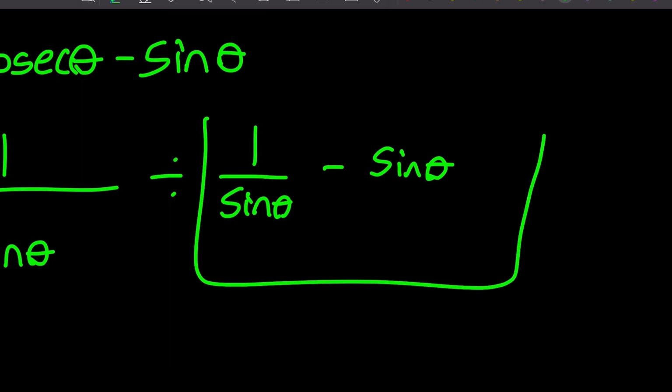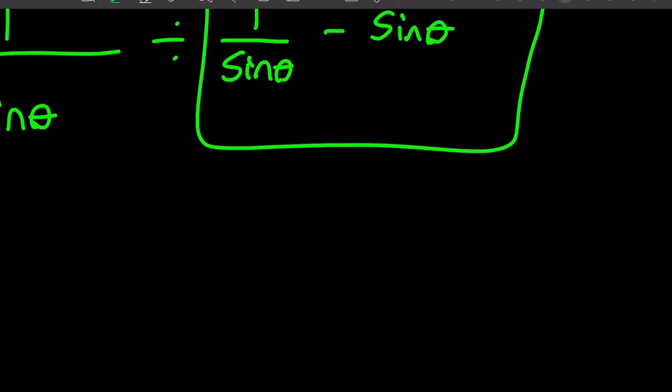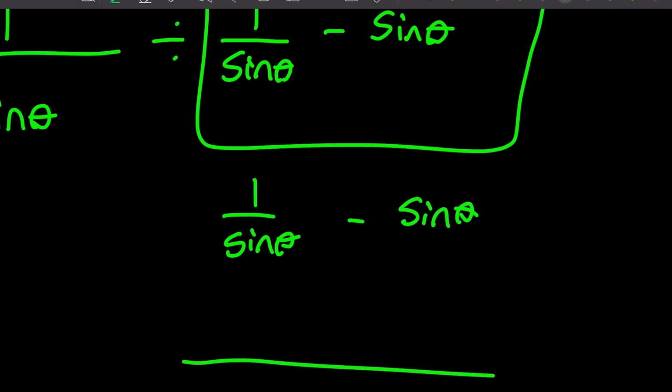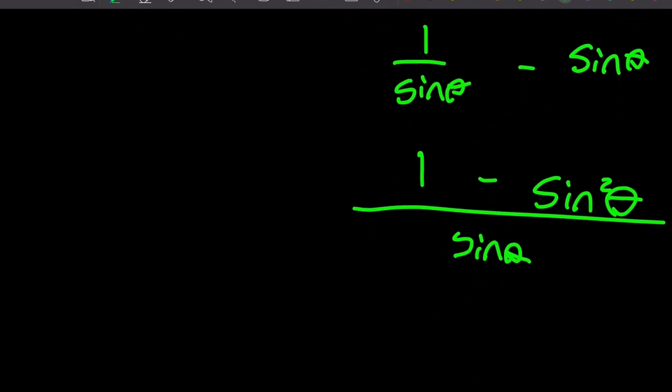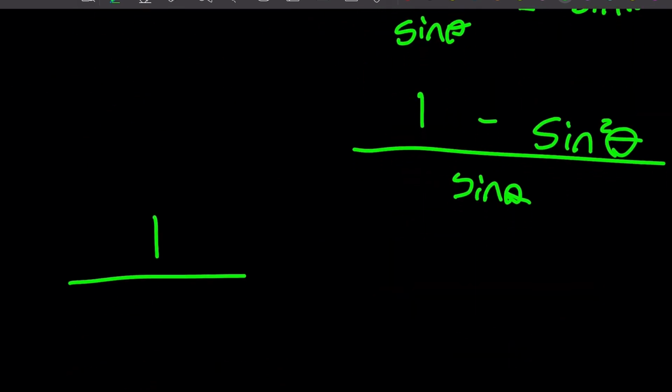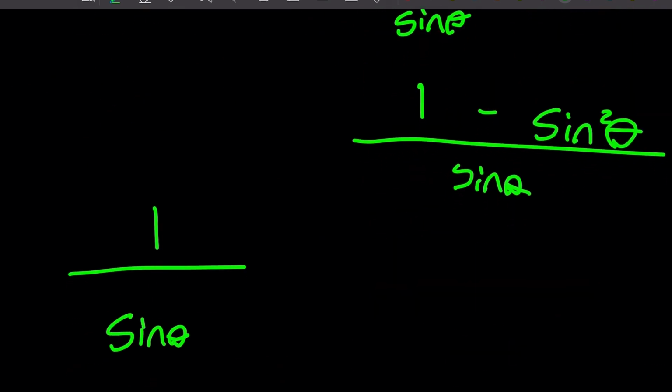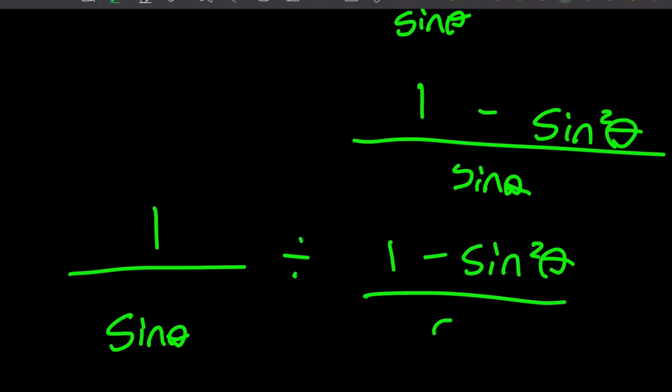Before we actually divide these, let's work this subtraction out. 1 over sine theta minus sine theta over sine theta will be 1 minus sine squared theta, over sine theta. So it's going to be 1 over sine theta divided by 1 minus sine squared theta over sine theta.